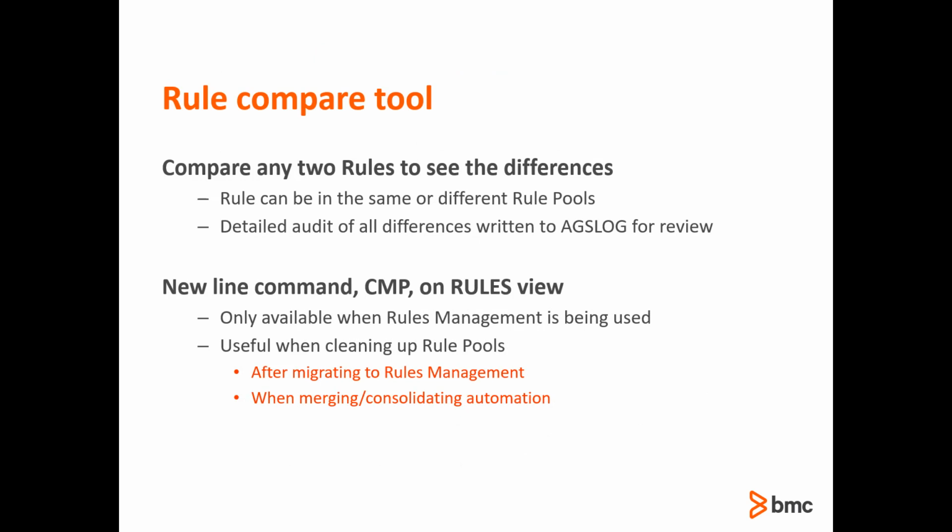A new compare tool is now available that has the ability to do a detailed comparison of two rules from the same or different rule pools to determine the differences. The output of the compare is written to AGS log for review. The new rule compare is available on the rules view of rules management as the CMP line command.